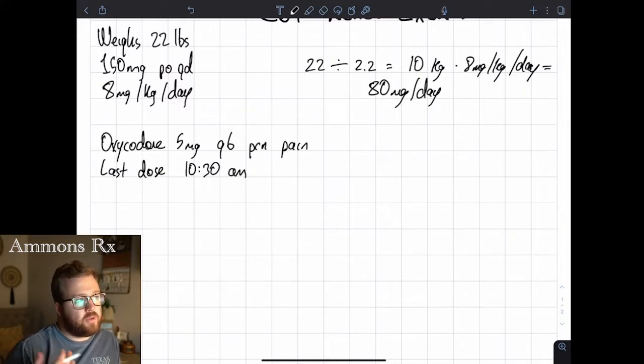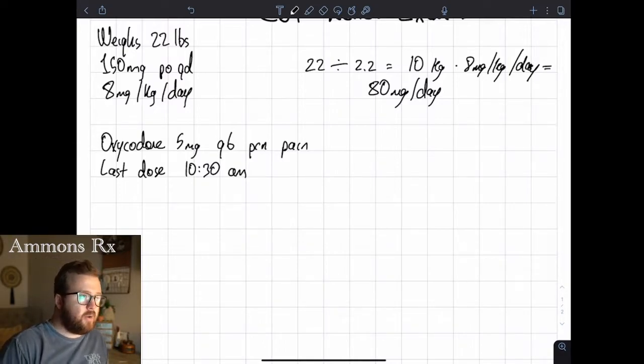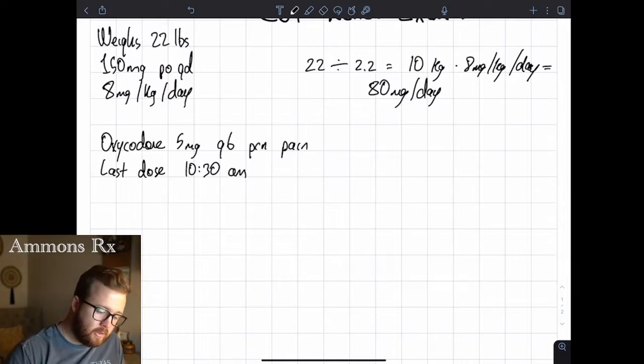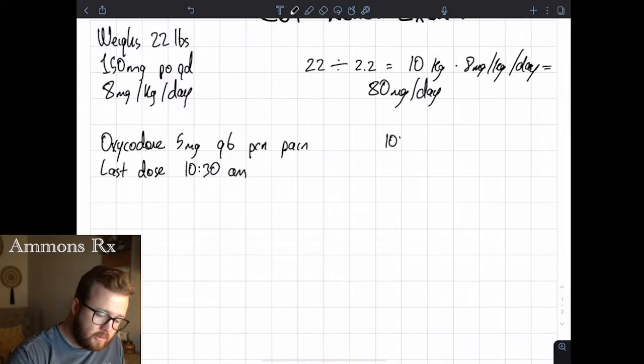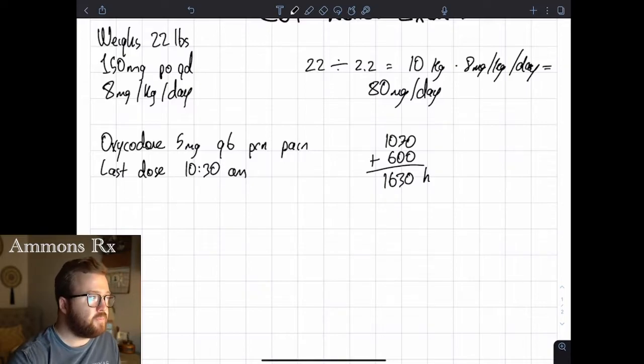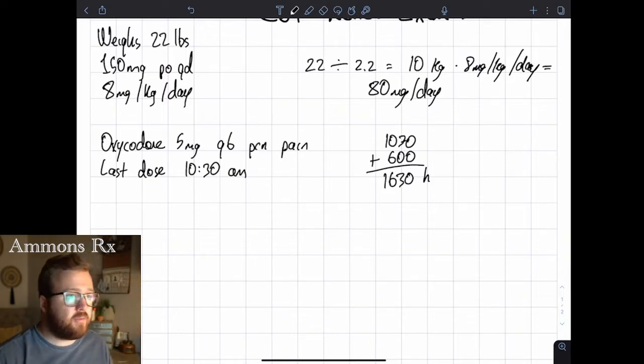Okay, so every 6 hours as needed for pain. So that means the soonest he can take it is within 6 hours. So what is 6 hours from 10:30? Military time makes it very easy to do this calculation because you literally just take 10:30 plus 6 hours, or 600, and that's 1630 hours. Which is the same thing as what p.m.? 1630 minus 12 is 4:30 p.m.